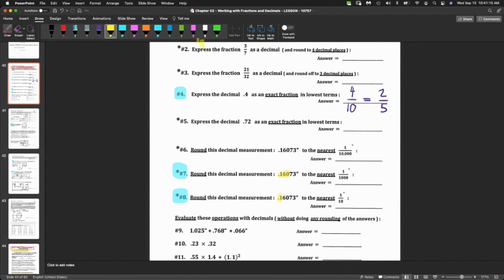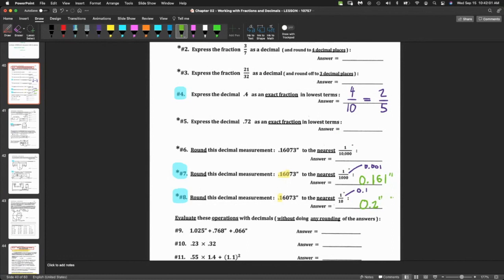Hopefully you can see where I'm highlighting it, because 1,000th is 0.001, whereas of course 1/10 is 0.1. So what would be the answer to question 7? Yeah, 161. Thank you, Nicholas. So Nicholas is saying to us what the last digit is. That's the clutch number to know. And then the next question is to the nearest tenth. So what would you put here? Yeah, 0.2.